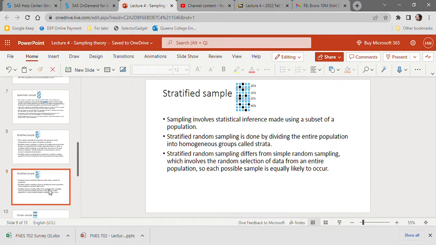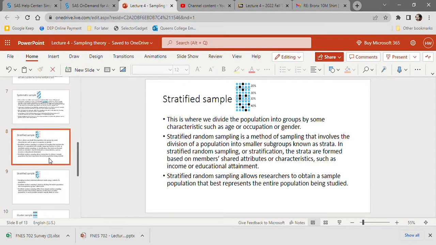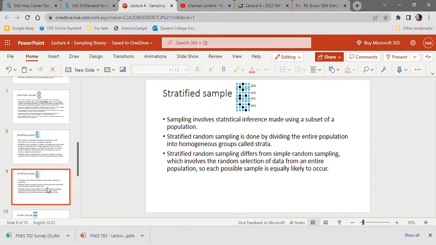So stratified sampling involves statistical inference using a subset of a population, right? So again, I'm just trying to tell you what stratified sampling is in a different way. Hopefully, if one bullet point didn't resonate with you, this bullet point would, right? Stratified random sampling is done by dividing the entire population into homogeneous groups called strata. Stratification, stratified random sampling, these are all synonyms, right? These are all ways of essentially taking a population and splitting it up into smaller populations based off of similar characteristics.